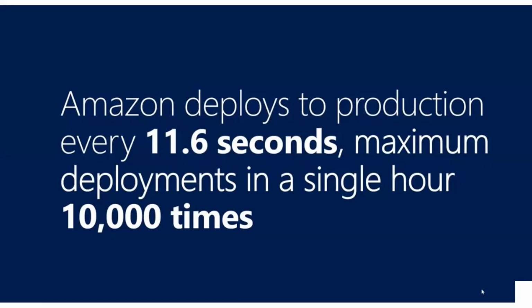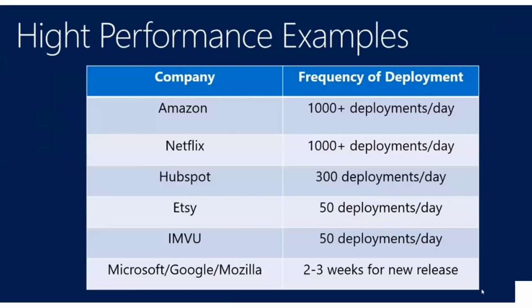Amazon deploys to production every 11.6 seconds. Maximum number of deployments in a single hour is 10,000 times. That is the maximum number. That is just to give you an idea. And how do they deploy? What do they deploy? How can somebody deploy in 11.6 seconds? Well, that is a different scenario. If you take the highest, best case scenario, this is the scenario. In other words, what they're trying to convey is a lot of deployments happen, and the architecture of Amazon is also slightly different, guys.